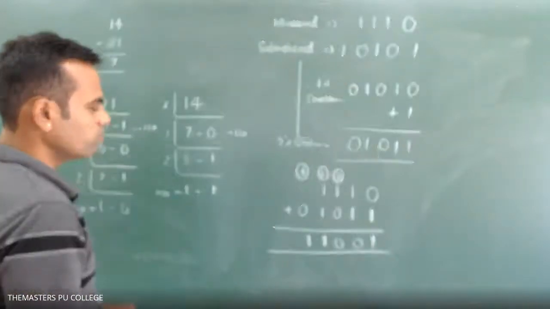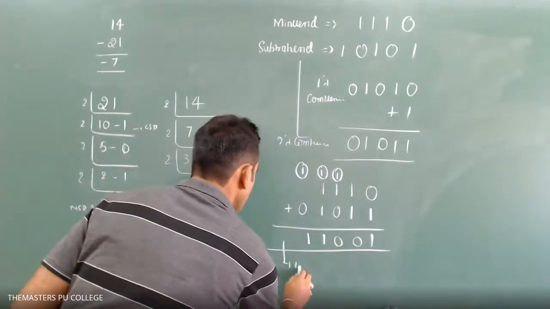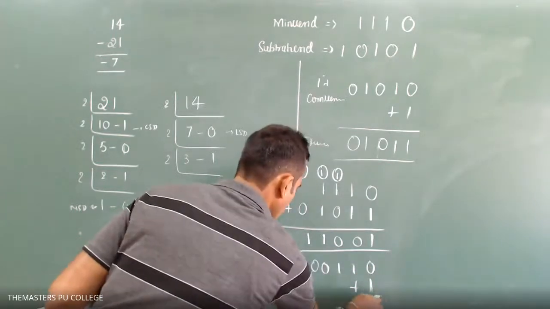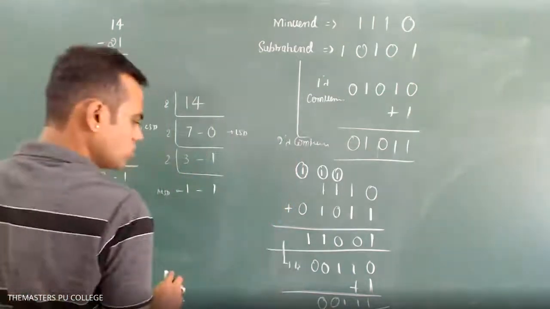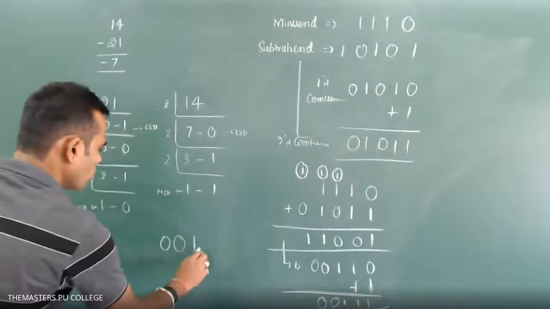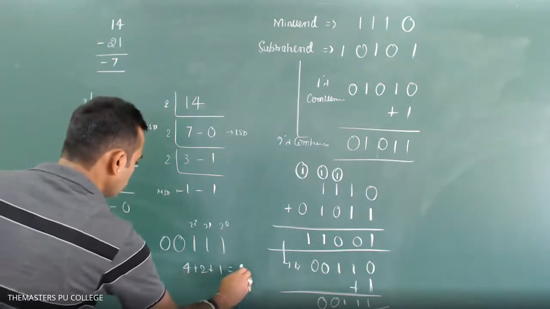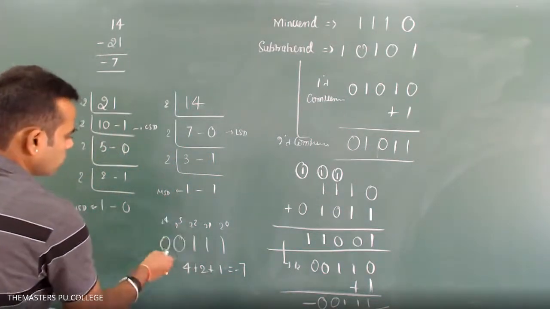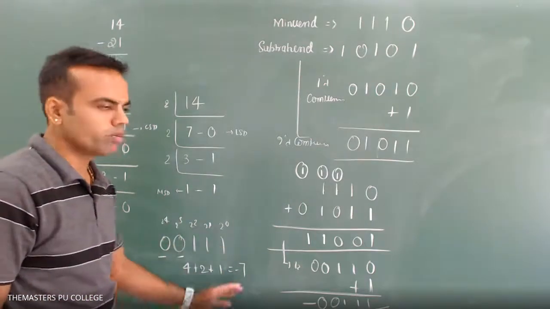Once again you make a 2's complement of this. First the 1's complement: 0 0 1 1 0 plus 1 gives 1 1 1 0 0. So 4 plus 2 plus 1 is 7, and then add the negative sign in front of that. It is 0 0, so just consider 3 digits: 4 plus 2 plus 1 is 7, so put a negative sign here.